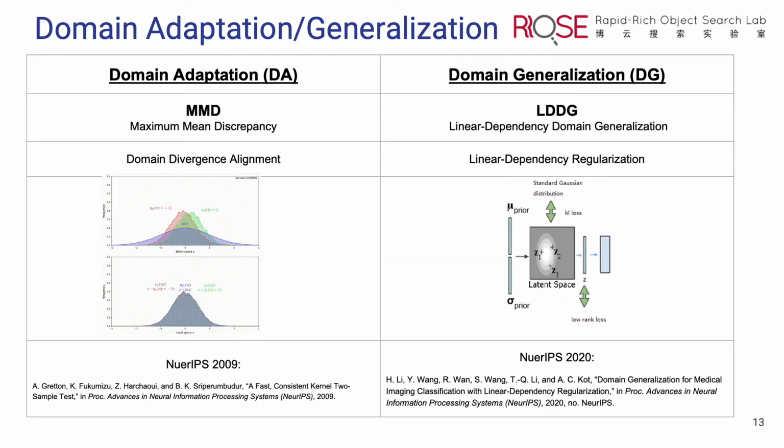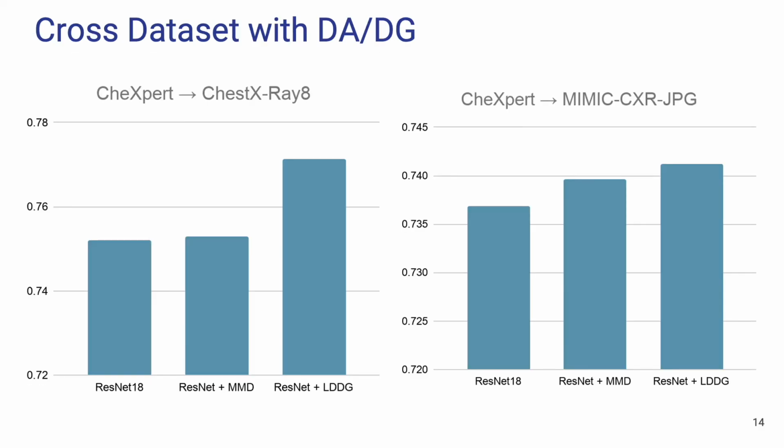In this datathon, we selected a well-known maximum mean discrepancy (MMD) method to reduce the domain diversity between source and target domains. For the domain generalization method, we integrated our LDDG approach during the training. Our LDDG was accepted at this year's Neural Information Processing Systems Conference. These are the results we obtained after adding the MMD regularization and our LDDG module. We can see that both domain adaptation and domain generalization approaches do help to boost the cross-dataset performance.